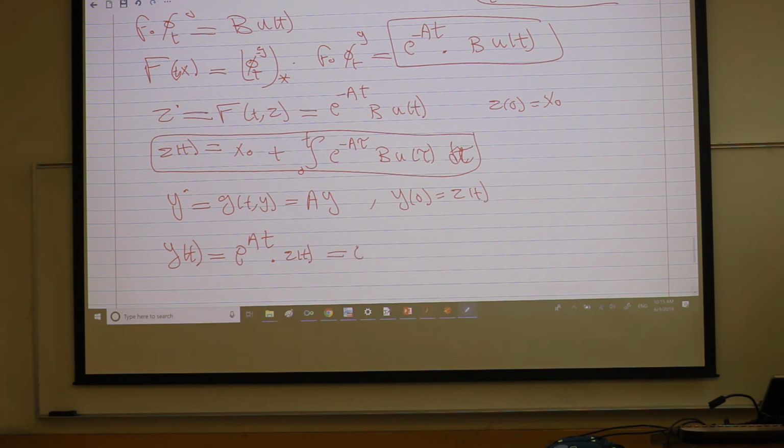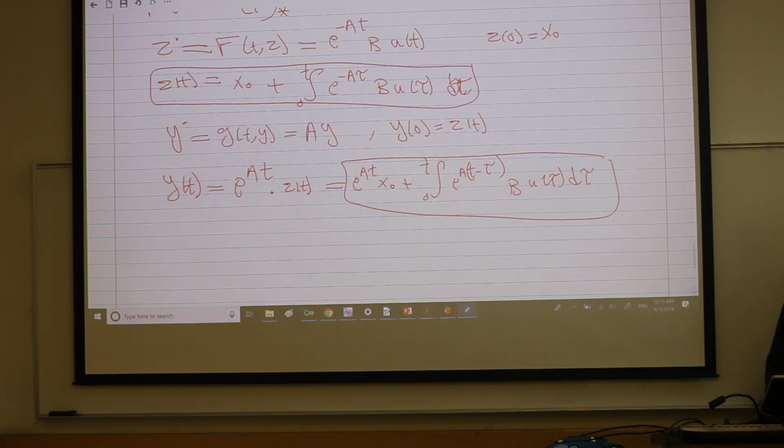Okay, so this is e to the at x naught plus e to the at, I'm just substituting, minus tau bu of tau, which is the variation of constants formula that you guys are aware of. This is the common one, okay? But I've just given you the very general form of it. Whether it's nonlinear, it's okay, time varying, I don't care. Okay? It's a very useful tool.